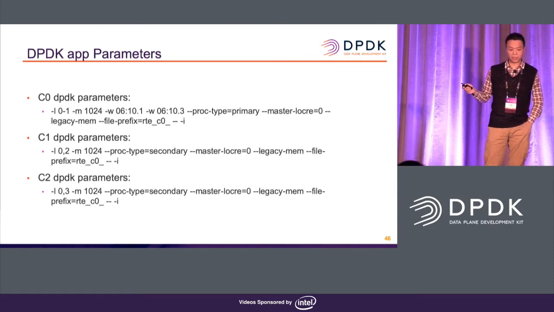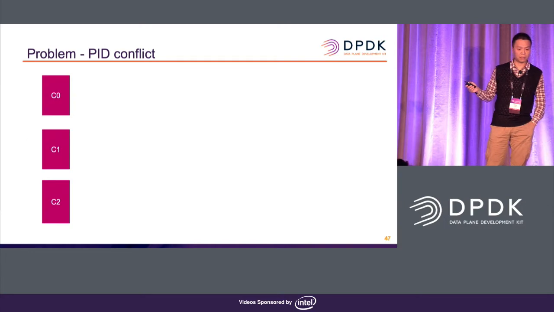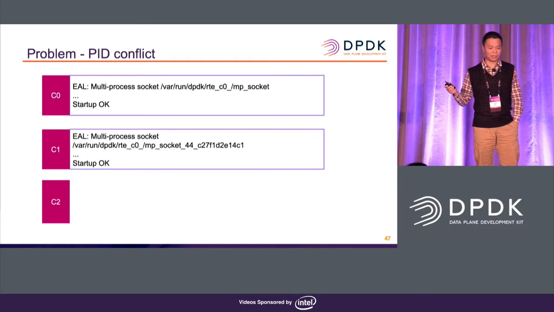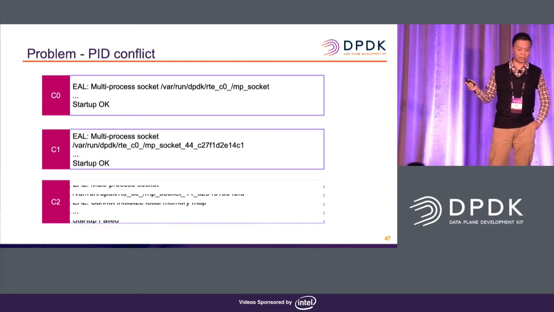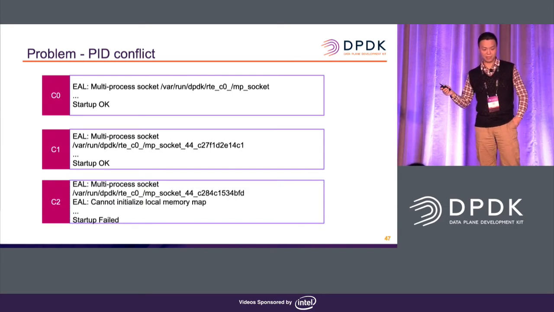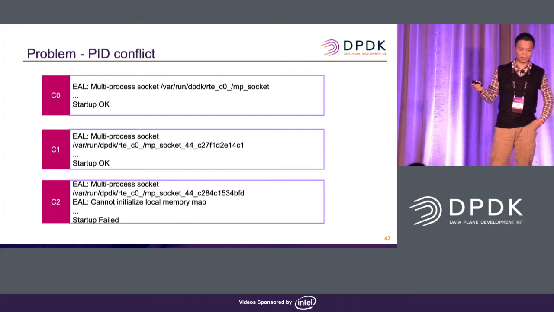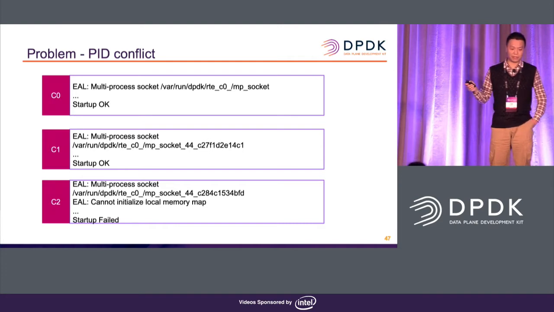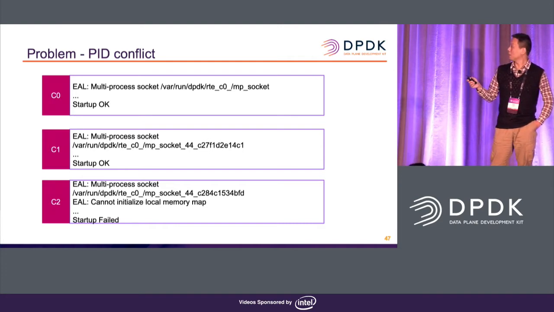Let's see what happened when we run. C0 will start up, OK. And C1 starts up, OK. And C2, well, we met an error: EAL cannot initialize local memory. Start up fail. Let's see the MP socket file.